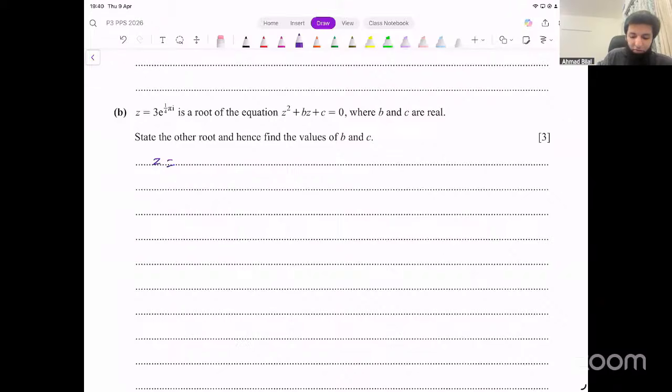Now, if one root is 3e raised to power pi over 4 iota, what's the other root going to be? Anyone? What's the other root? Conjugate of this. What's the conjugate of this number?